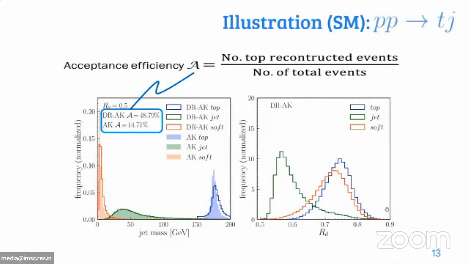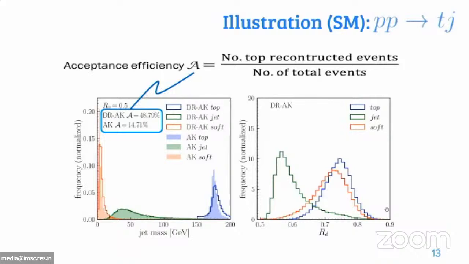So for that we defined... So before that, let me tell that this is a jet mass distribution for two different cases. The shaded ones are for the standard anti-kT, and the lined ones are for our algorithm.